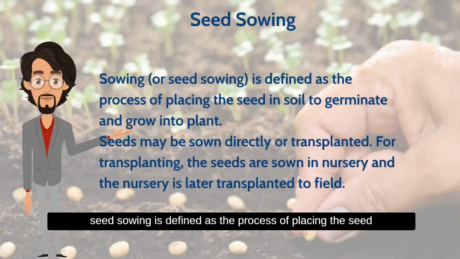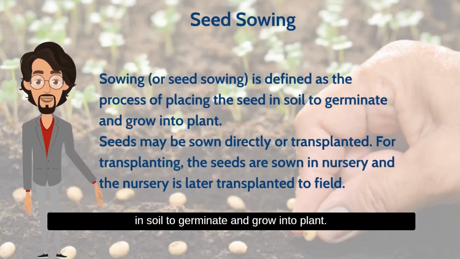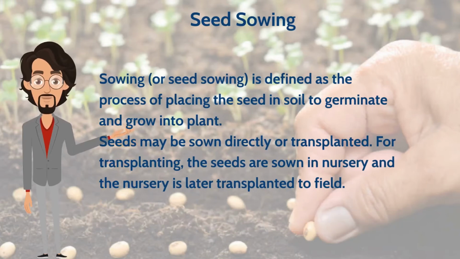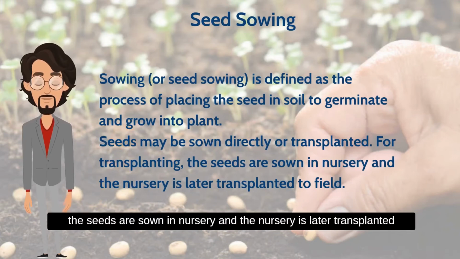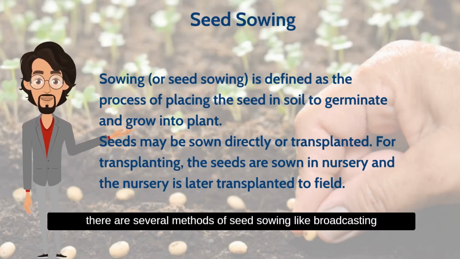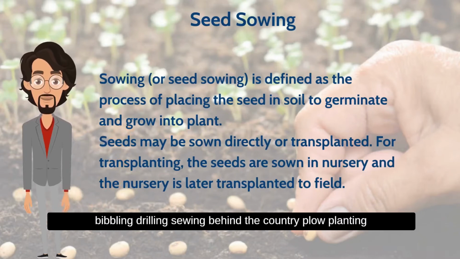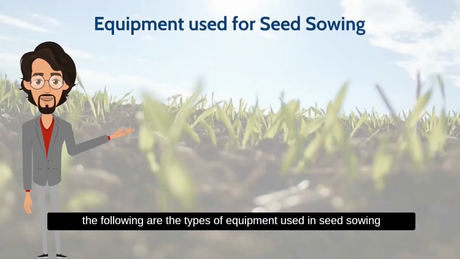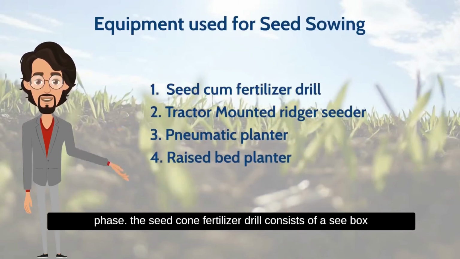Seed sowing is defined as the process of placing the seed in soil to germinate and grow into a plant. Seeds may be sown directly or transplanted. For transplanting, the seeds are sown in a nursery, and the nursery is later transplanted to the field. There are several methods of seed sowing like broadcasting, dibbling, drilling, sowing behind the country plow, planting, and transplanting. The following are the types of equipment used in the seed sowing phase.